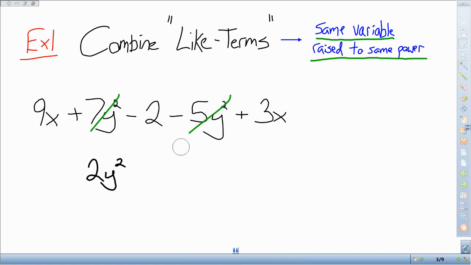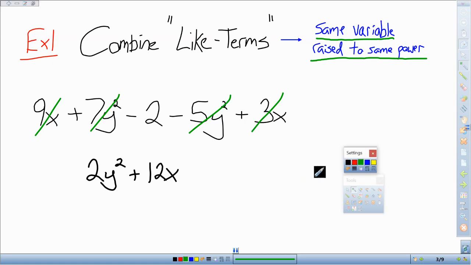We're done with those. Okay, now I'm going down the line and I'm noticing, oh, I have some x's now. All right, looks like I can combine them. A 9x and a positive 3x. I can combine those to get a positive 12x. Okay, and again, let's cross them out.